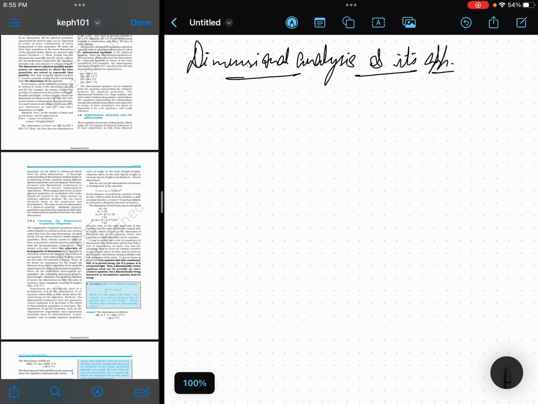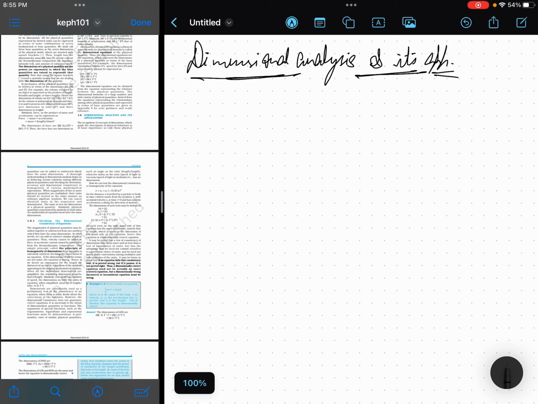Hey people, so today we're going to learn what dimensional analysis is and its application. It is a concept from class 11th NCERT Physics Part 1. So let's try to understand what it says.